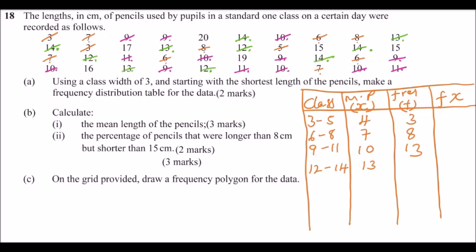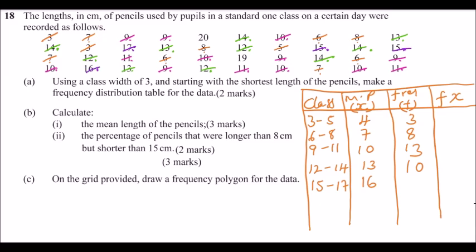So the frequency here is 10. The next class is 15 to 17. The midpoint is 16. So we get the number of data in between that class. So between 15 and 17, we have 1, 2, 3, 3, and 4. So the number of data there is 4.